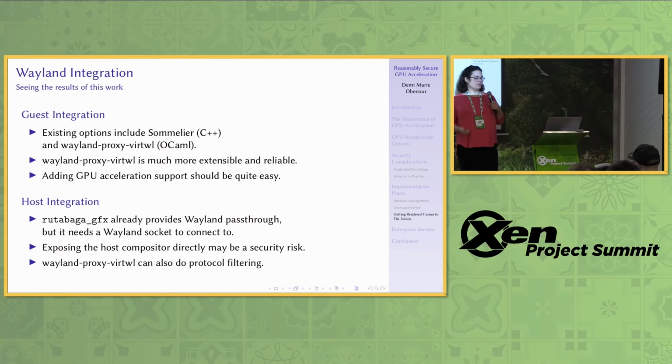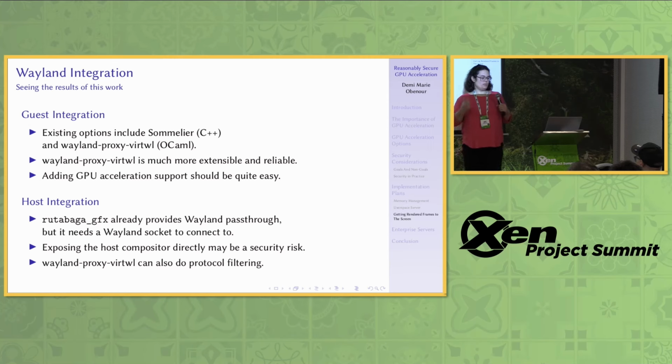That means you need guest integration and host integration. On the guest side, there's a couple of options. There's Sommelier, which is C++, and Wayland Proxy Virt WL, which is OCaml. Wayland Proxy Virt WL is the much better choice, according to people who've worked with both, and adding GPU acceleration support to it should be quite easy.